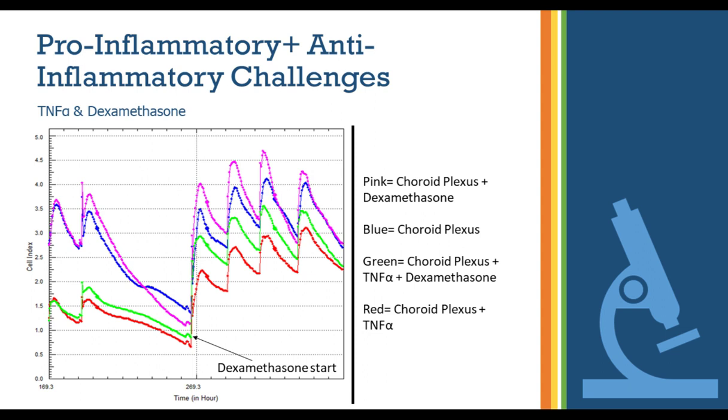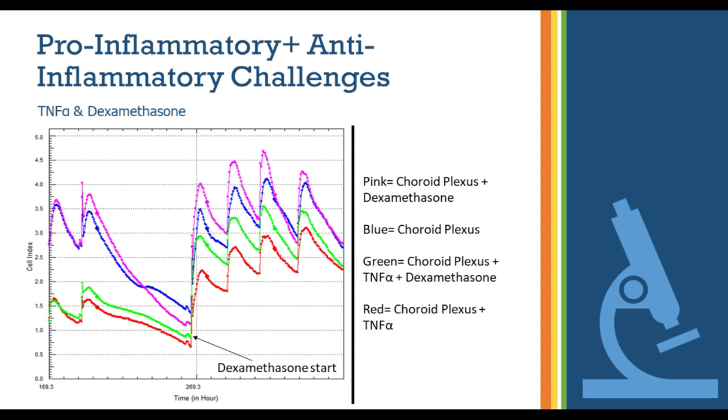But when you look at green, after that middle divider line, once we started adding dexamethasone to those wells, you actually see an increase with each subsequent administration of dexamethasone. You see an increase in the barrier properties on the cell index of these wells, indicating that dexamethasone was helping to repair the barrier properties of these wells. Again, blue is going to be kind of our baseline.